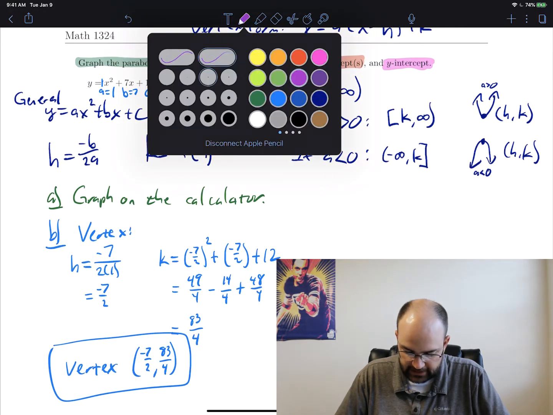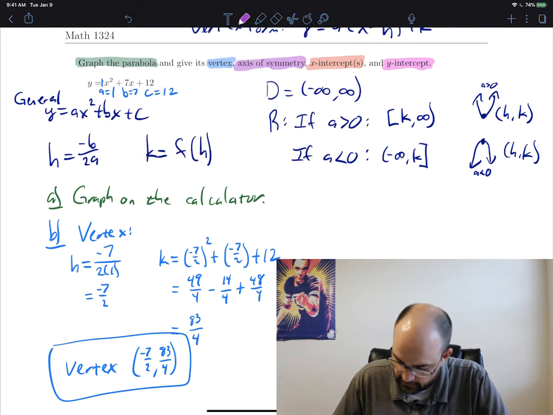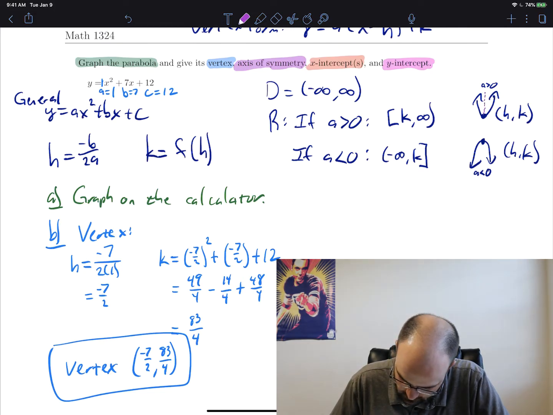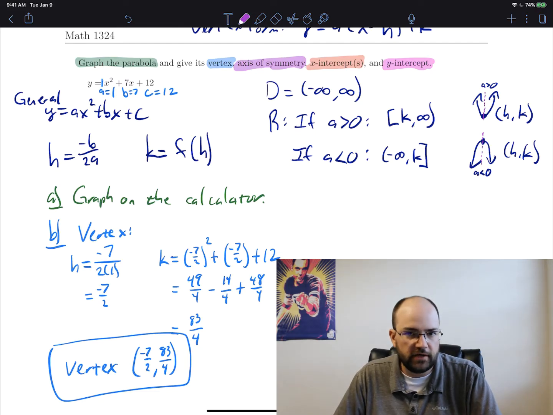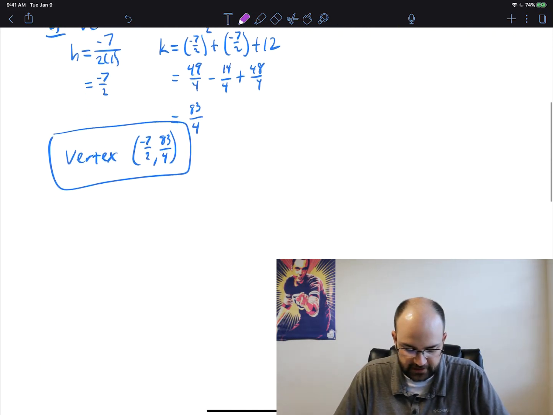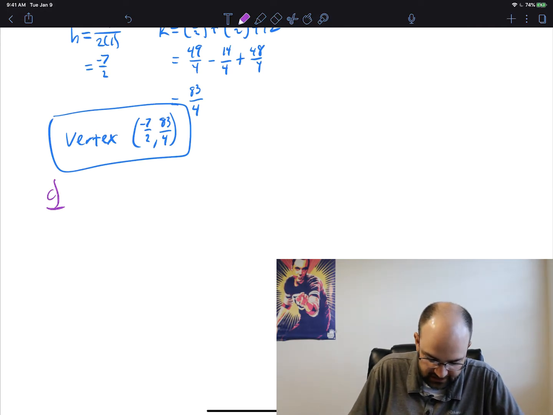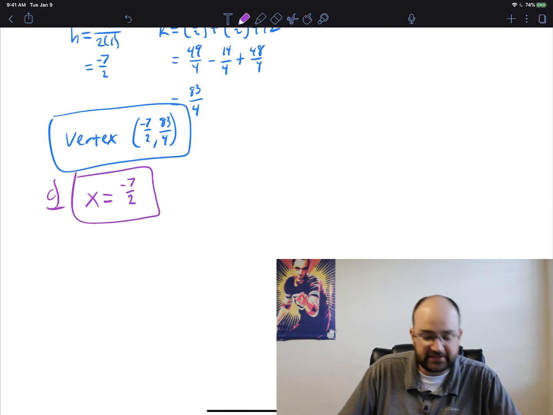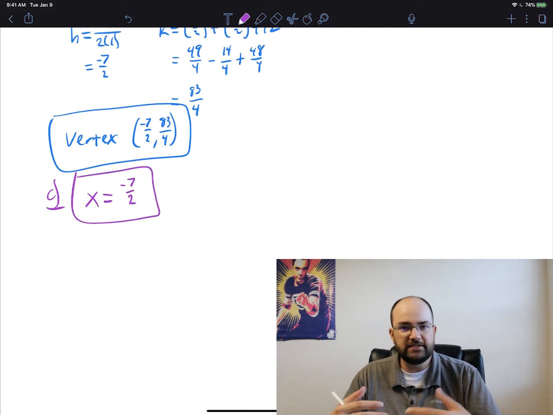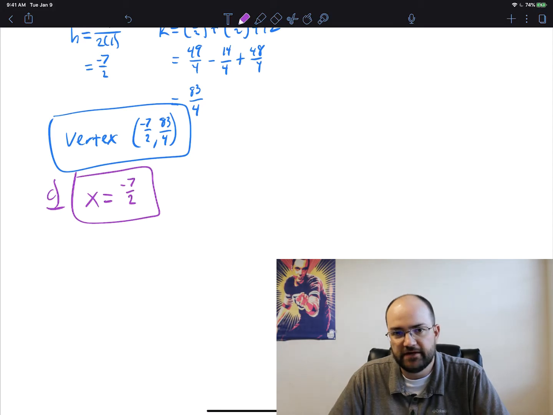Now, as for the axis of symmetry, for every parabola there is an axis of symmetry, and it is a vertical line that goes through the vertex. So once you have your vertex, the axis of symmetry is the equation x equals negative 7 halves. And it has to be x equals negative 7 halves. It's very important. Without the x equals, it's wrong, because it's the equation of a vertical line.